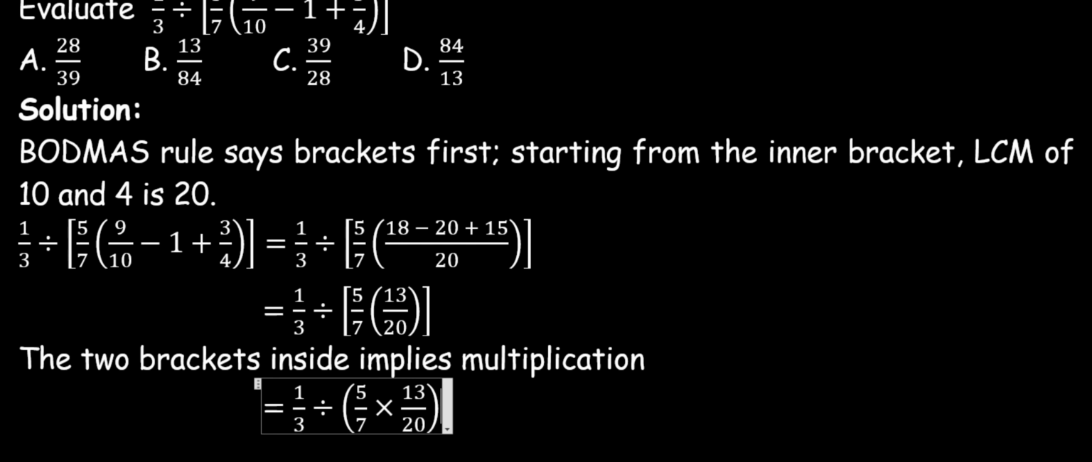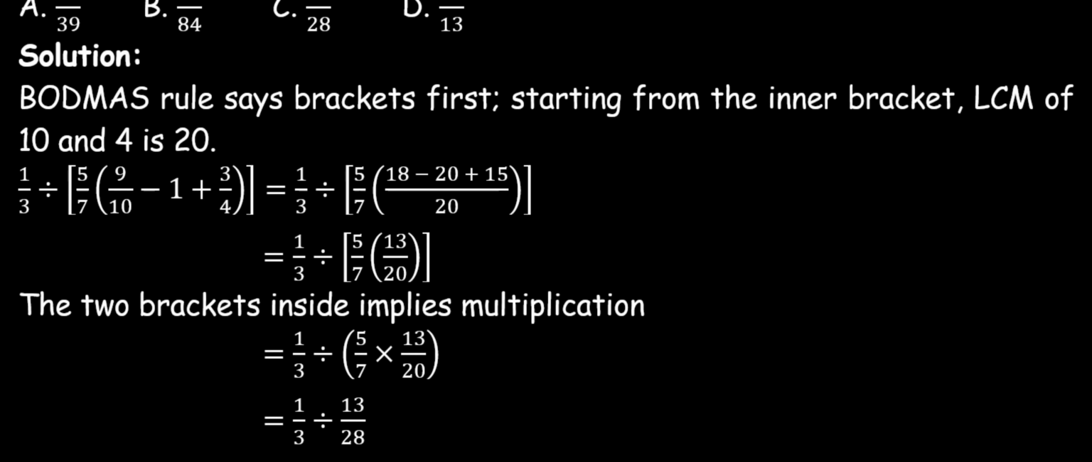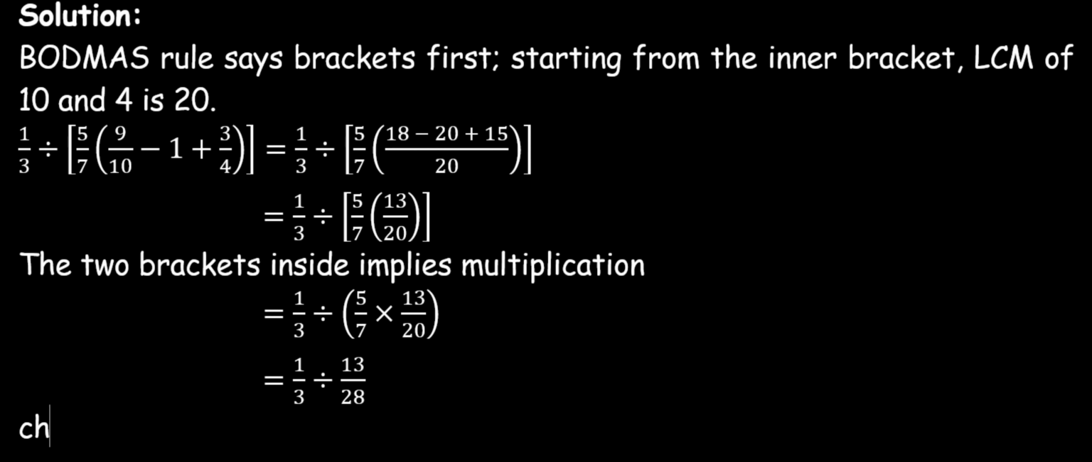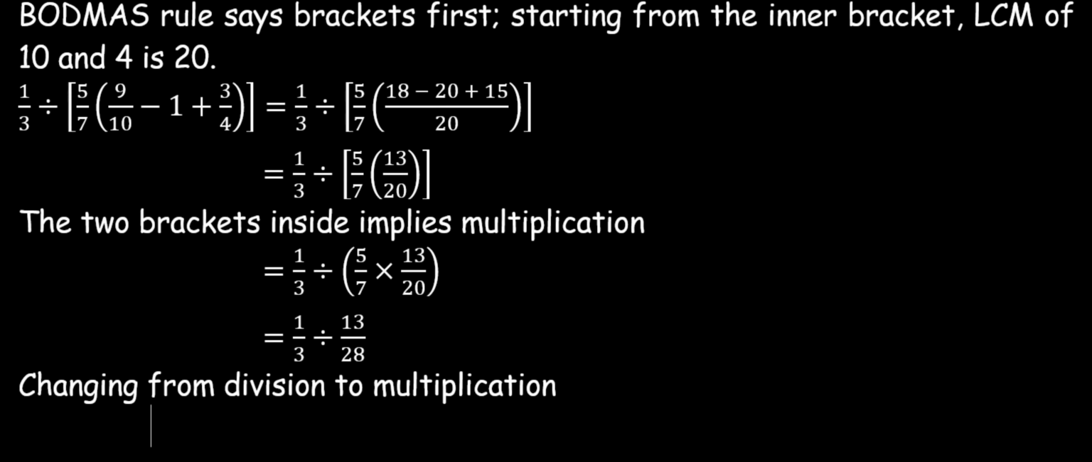And once that multiplication is done, we will now have our result as 1 over 3 divided by 13 over 28. What just occurred is that within the bracket, some terms will cancel out, and that is why we have that result. Next, we change from division to multiplication, and that will be 1 over 3 times 28 over 13. That's the same as 28 over 39.